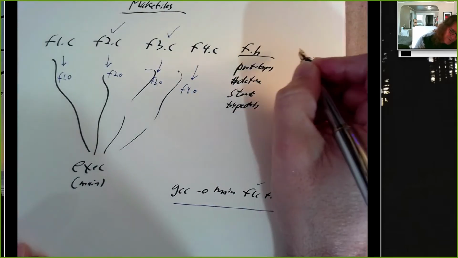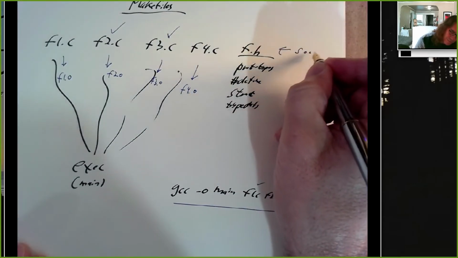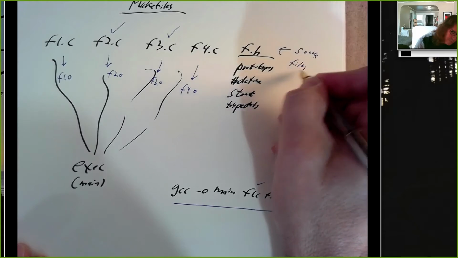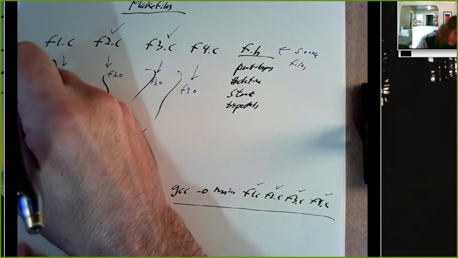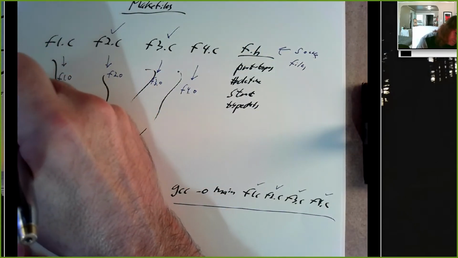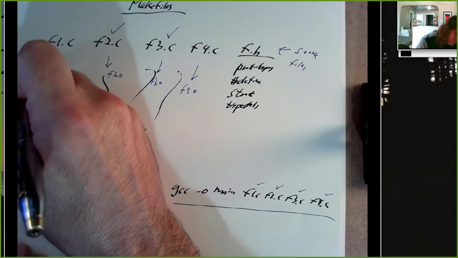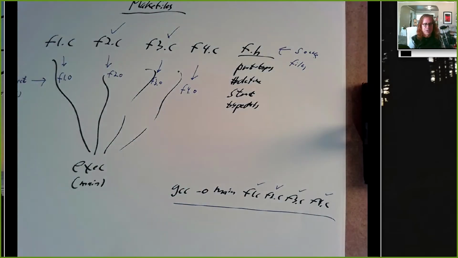So these are source files. These are object files. And object files are basically pre-compiled.